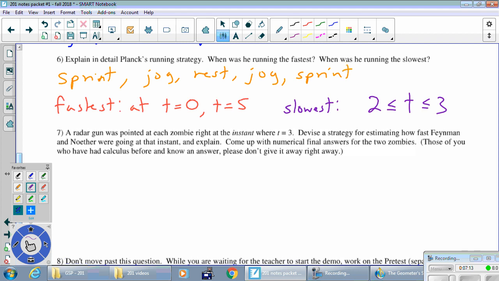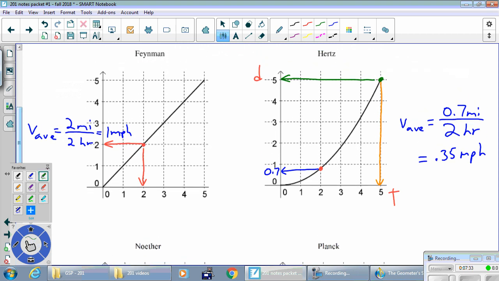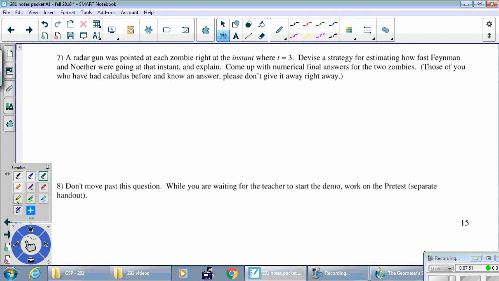Okay, number 7, a radar gun was pointed at each zombie right at the instant where T equals 3. Devise a strategy for estimating how fast Feynman and Noether were going at that instant and explain. We want numerical final answers. Okay, so let's take a look at Feynman first. So Feynman is this top left graph. T equals 3 is right here. And we want to know the velocity at that instant, not over the period of 2 hours or an hour, but at that one moment in time. Well, this one's easy because Feynman's velocity is constant. It is always 1 mile per hour every place during his race. So no calculus needed for that one.